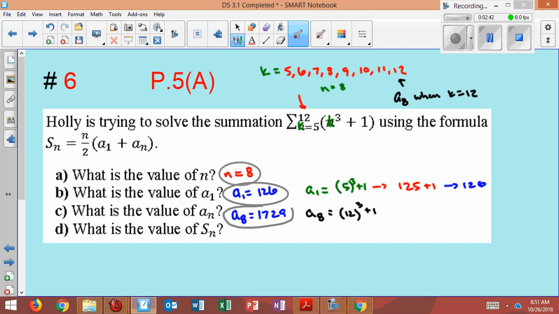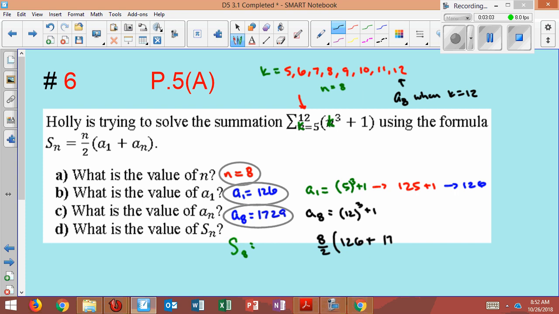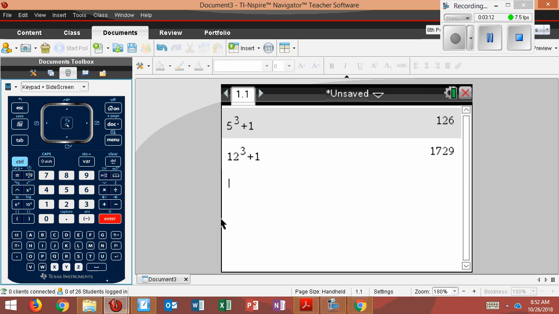And now the last thing, find the sum of the 8 terms. So we'll say s sub 8. Let's see what that equals. Using this formula, like she wants us to, we would have 8 terms divided by 2 times the first term, which we got as 126, plus the last term, which is 1729. This is simplified to become 4 times 126 plus 1729.